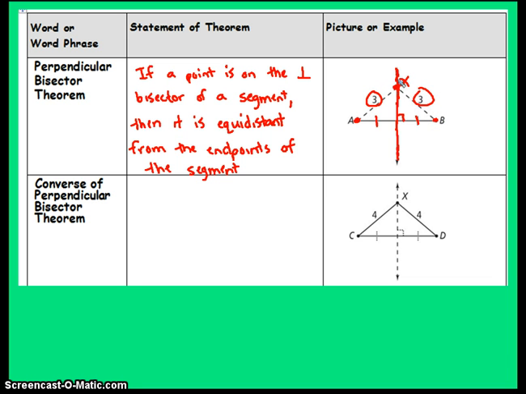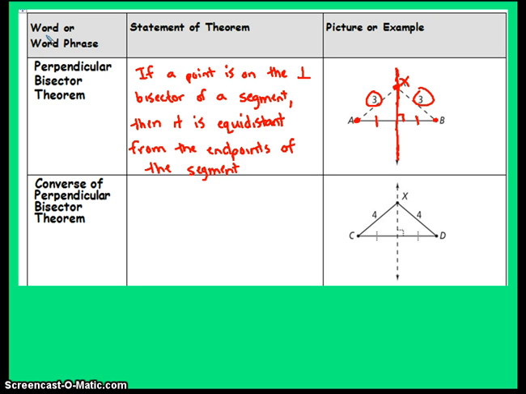Okay, so again, if you have a point on the perpendicular bisector, then it means that it is the same distance from each of the endpoints. It doesn't have to be right there, it could be up here, and it's still going to be the same distance from X to B as it is from X to A. So it doesn't matter where on the perpendicular bisector, it's still going to be equidistant.